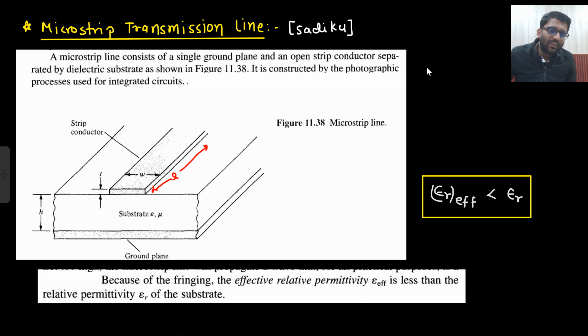Now, do you know, as a very simple concept of capacitance, how do you define the capacitance of two plates? Let's just say this is one plate, and this is another plate.